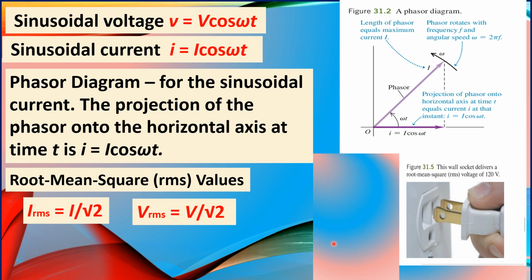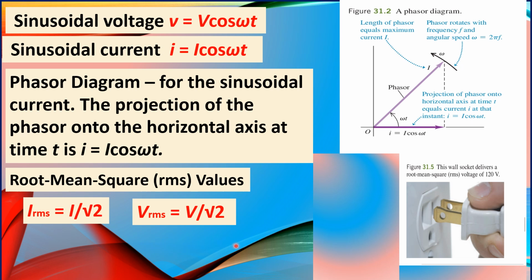across our household wall sockets is mostly 220 volts here in the Philippines. In other countries like in the US, I think they use 120 volts. Now, these 220 volts as the voltage in most wall sockets is in fact the root mean square value of the voltage. It is not the maximum value of the voltage.